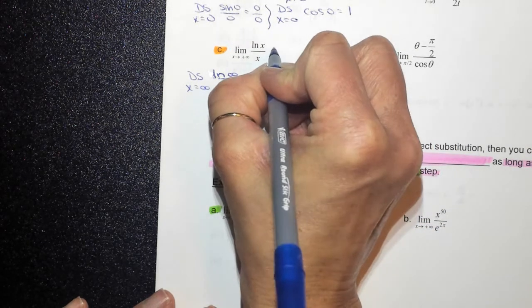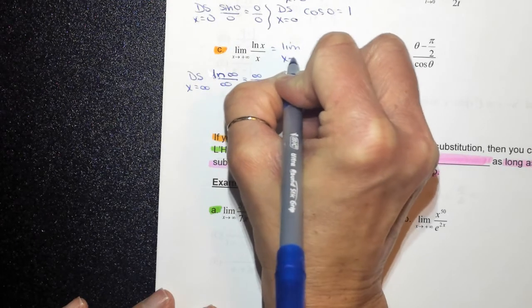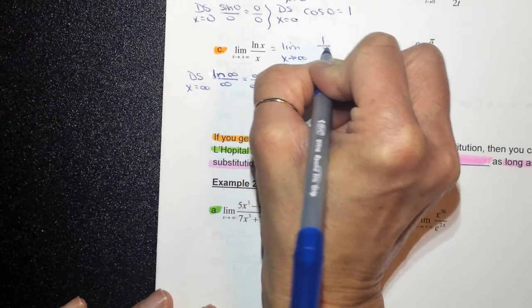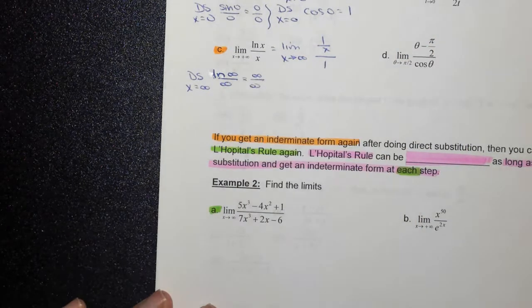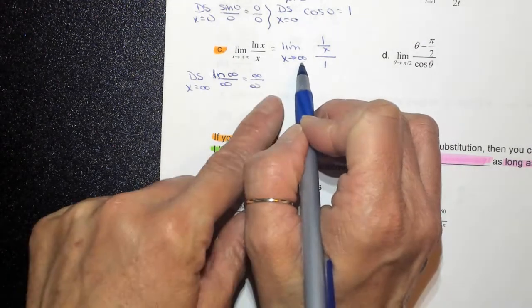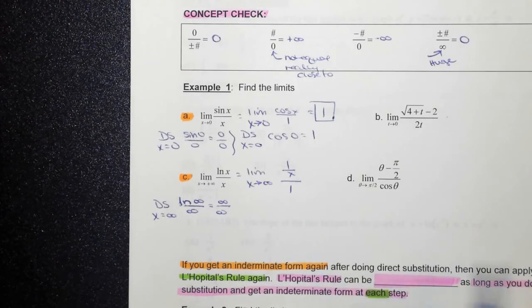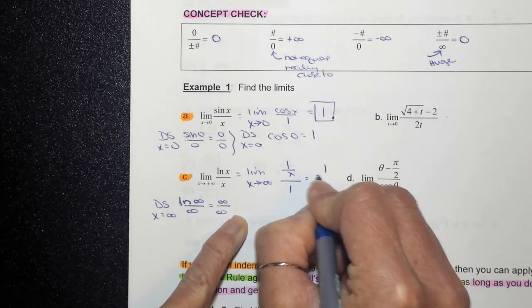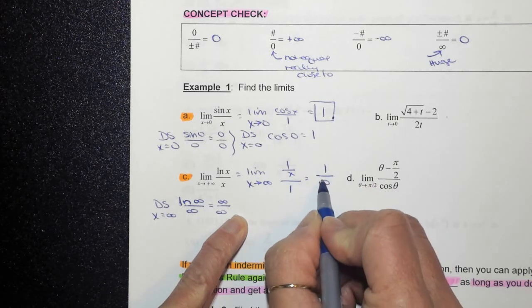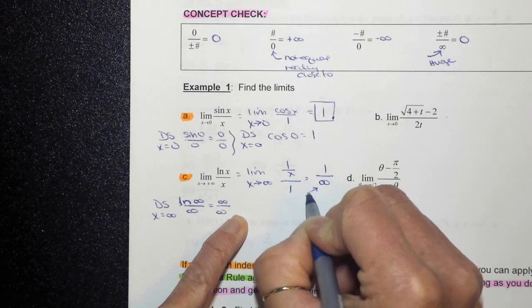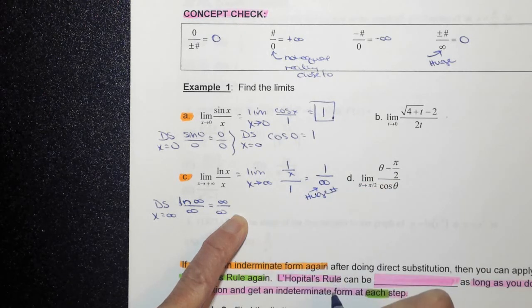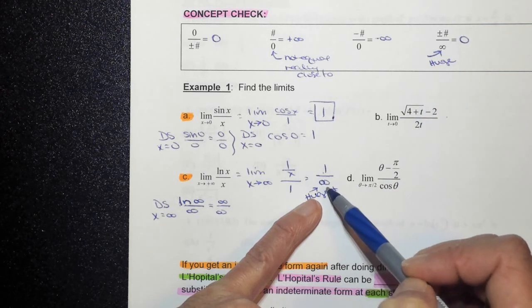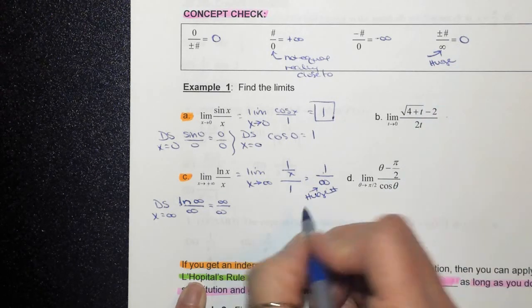So now we will use L'Hopital. The limit as x approaches positive infinity, take the derivative: this is 1 over x over 1, because that's the derivative of x. Again, plug in a large number. Now this is where we need to go to our concept check. We are going to use direct substitution and say 1 over infinity. We know we can't divide by infinity, but we're saying this is a huge number. So 1, a positive number, divided by a huge number gives us 0.